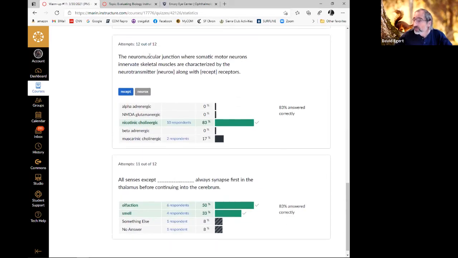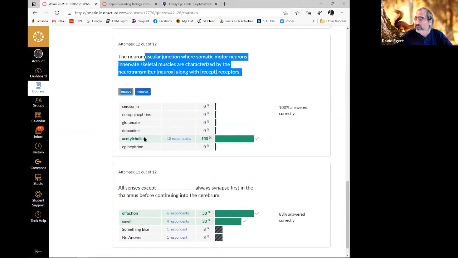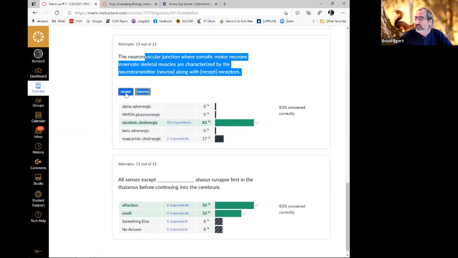Okay. The neuromuscular junction, where somatic motor neurons innervate skeletal muscles, is characterized by the neurotransmitter what? So which neurotransmitter? You know, it's acetylcholine. Everybody got that? And the receptor is going to be the nicotinic cholinergic. So here people got it. So people were thinking about it, but I guess in the other context, people were having trouble putting it all together.